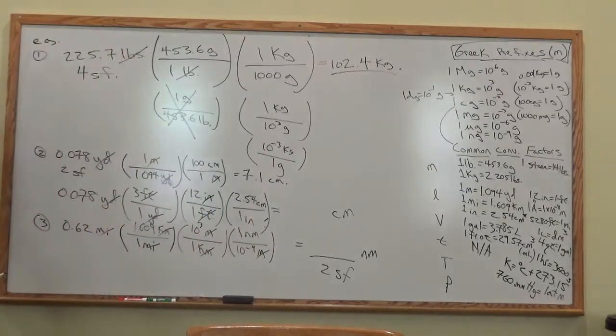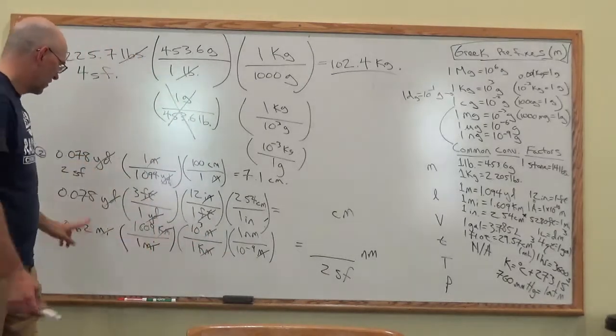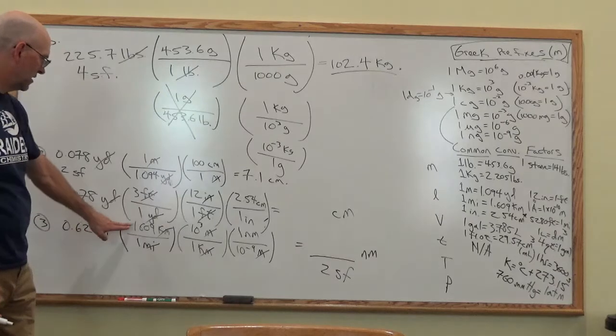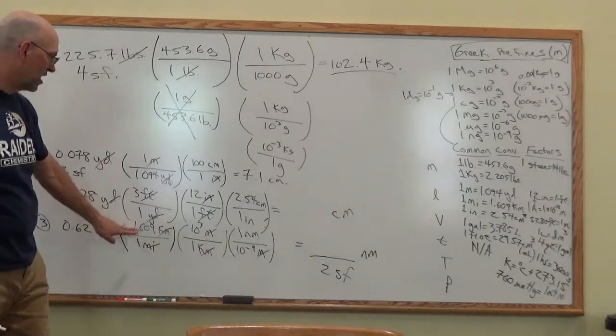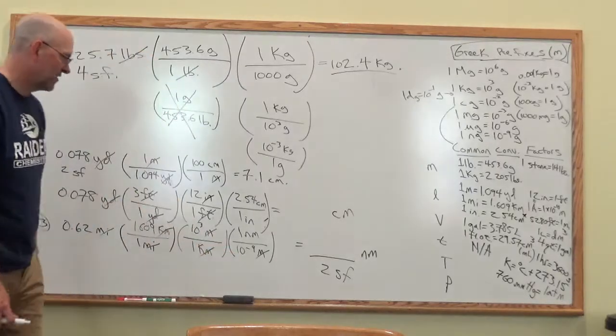Okay. Good. Now the trick is, on this one, make sure in your calculator that the 10 to the negative 9th is put in the denominator. So the math here is 0.62 times 1.609 times 1,000, that answer, divided by 10 to the negative 9th.